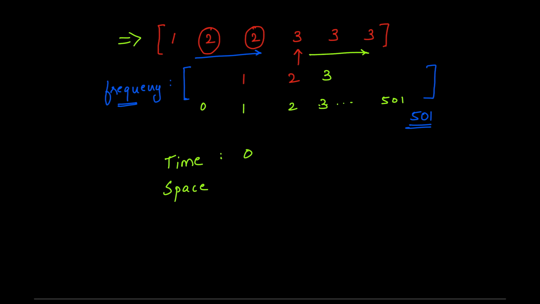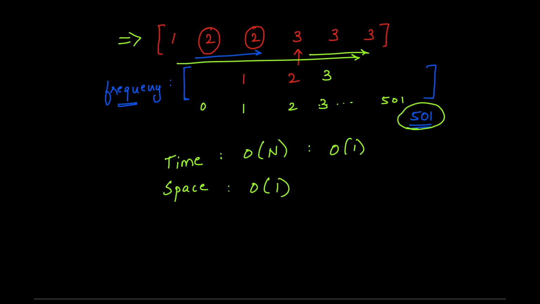With this solution, our time complexity is going to be O of n, where n is the number of elements in the input array. This is because we are running two iterations, one to iterate through all of the elements in the input array and the second one to iterate through the frequency array. Because the size of the input array is not going to be greater than 501, we could also say that time complexity is O of 1, that is constant time. While the space complexity is O of 1, as we are using this frequency array of constant size, that is 501, so we can say the space is going to be constant space.